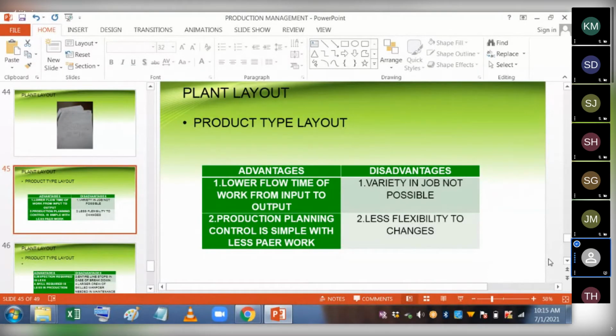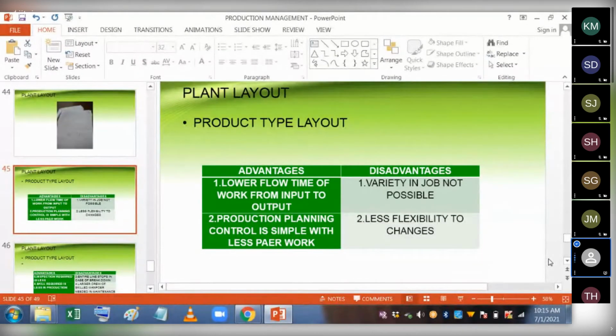And product means what? Product means one particular product repeated so many times in a period of 3 months or 6 months, leads to our conception of mass production. So what are the advantages? Let us see. Lower flow time of work from input to output.